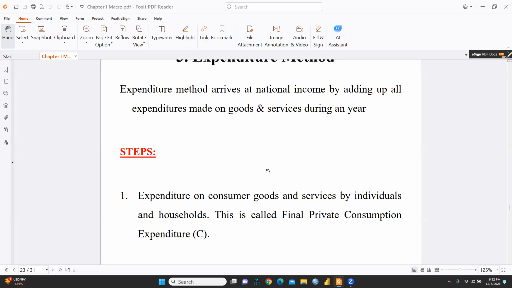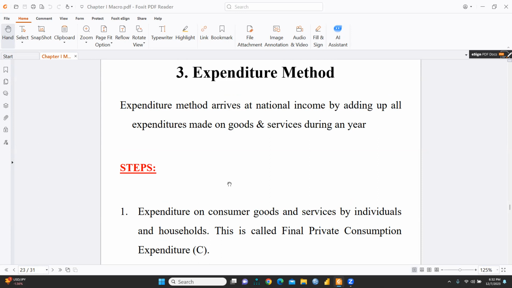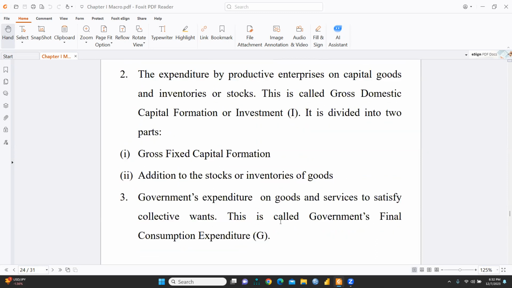So what steps are we going to follow for the expenditure method? First of all, expenditure on consumer goods and services by individuals and households. This is called final private consumption expenditure, represented by capital C. Second one is expenditure by productive enterprises on capital goods and inventories or stocks. This is called gross domestic capital formation or investment I. It is divided into two parts: one is gross fixed capital formation and the other is addition to the stocks or inventories of goods.